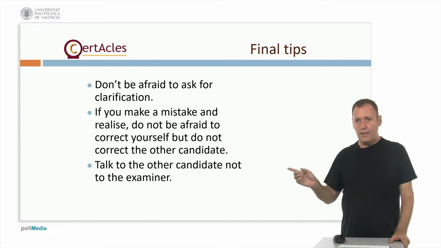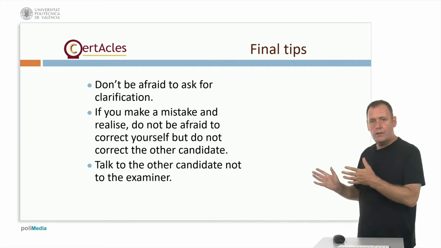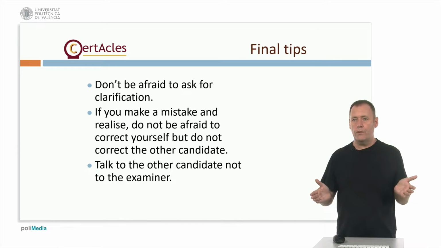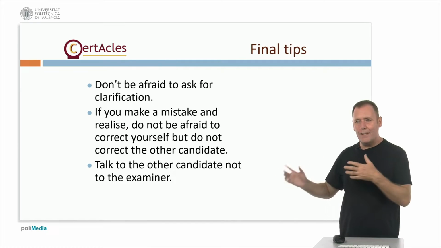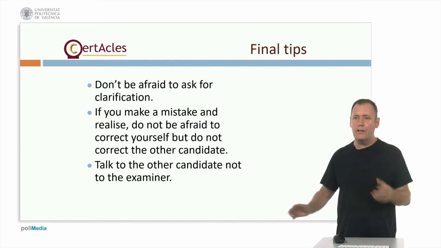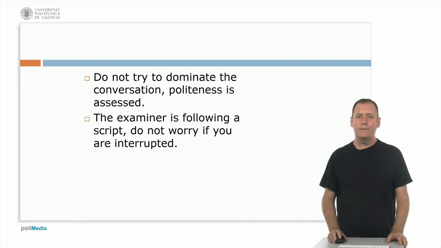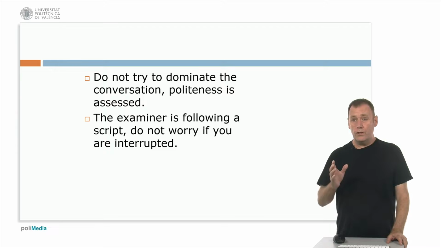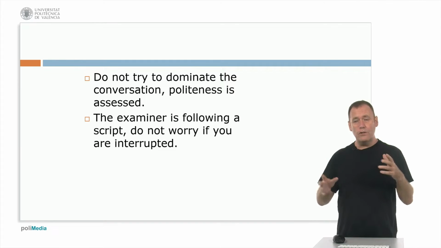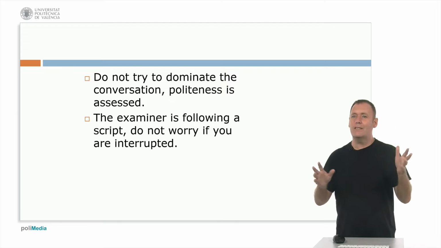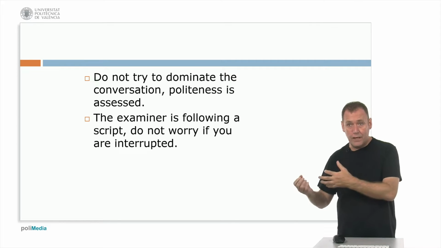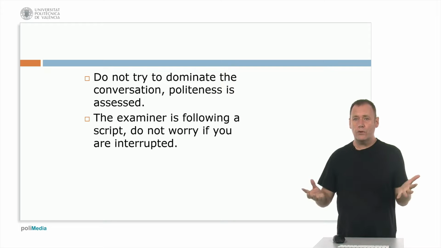Talk to the other candidate when it's an interaction part, and not the examiner. Talk to the examiner when you need to in parts 1 and 2. But it's very important that you have a good rapport and there's a conversation between you and the other candidate. Do not try to dominate. This is similar to part 3. The way you conduct yourself and politeness is assessed. The way you interact and know how to take turns and give the other candidate a chance. This is also part of the assessment.